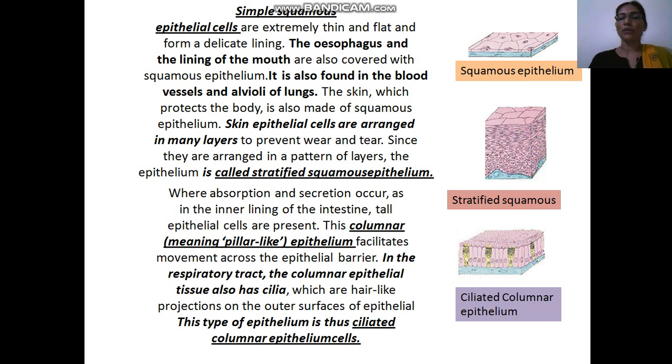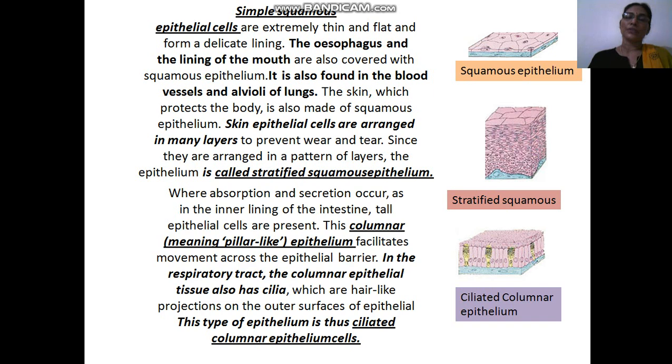And now you can see columnar epithelial tissues. Columnar epithelium is seen in places where absorption and secretion take place in our body. You know, in the small intestine, the digested food is absorbed into the blood. So here there are special structures called villi for absorption, and the covering of these is made of columnar epithelium.